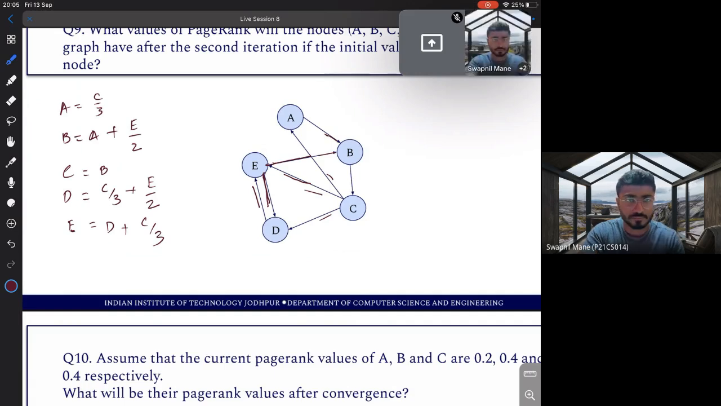So A is pointed to by C, but C is not important. C's whole value is distributed among the three nodes, right? And one of those contributions, the third contribution, has gone to A. So A's value has dropped, right?